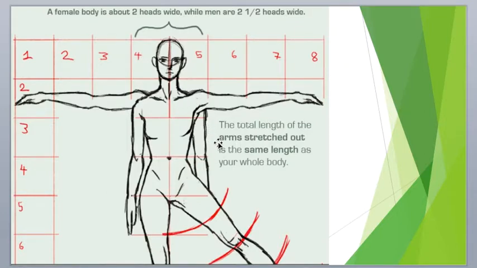And the total length of the arms stretched out is the same as the length of your whole body. So when you stretch out both arms, the length should be the same as the height of the human body. It should basically be a head length from left to right, and from top to bottom it should be a head length. This is cut off, so you should be aware of that.